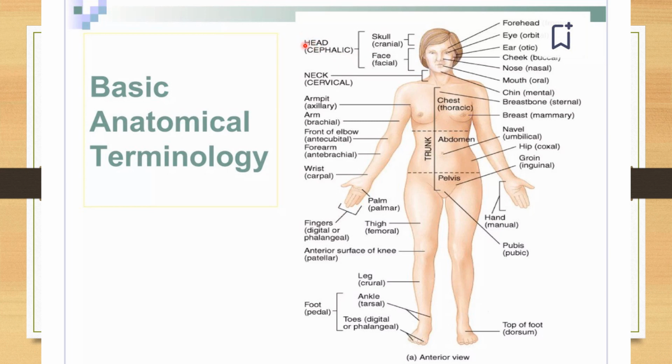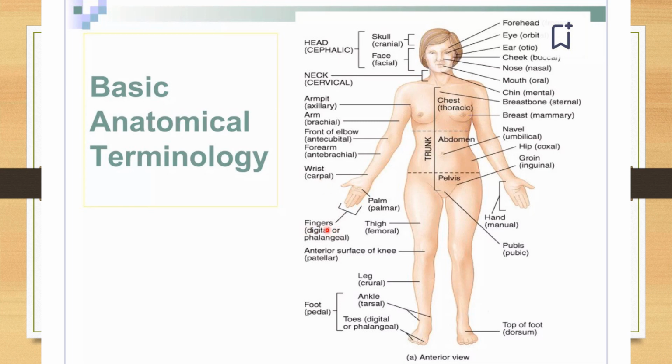Head is referred to as cephalic in anatomy. Neck is referred to as cervical. The armpit is referred to as axillary. The arm is the common word that the layman will use, but anatomists or clinicians will prefer to use brachial. In front of the elbow is antecubital. Then the forearm is called the antebrachial. Then the wrist is called the carpal, where we have the carpal bones.